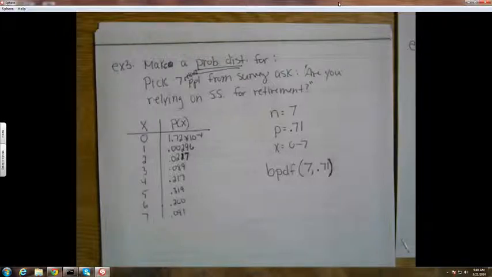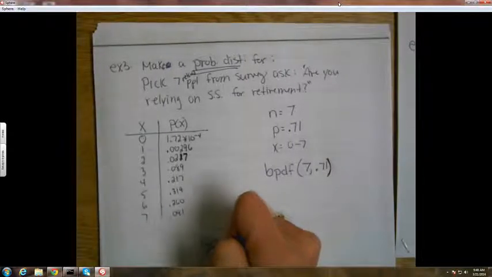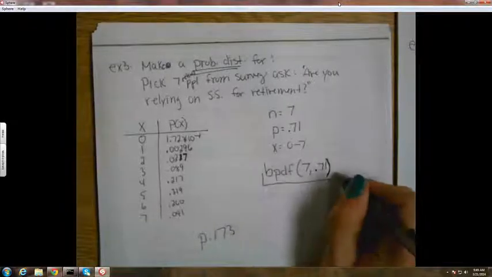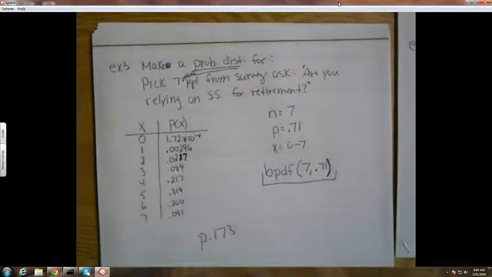I think I'm going to be good there. Okay, I'm going to quit. Your homework is going to be page 73. And I guess if you don't have a calculator, you can at least give me the line that you would type in. If you don't have one at home, that'll work too. You just won't be able to check your answers.